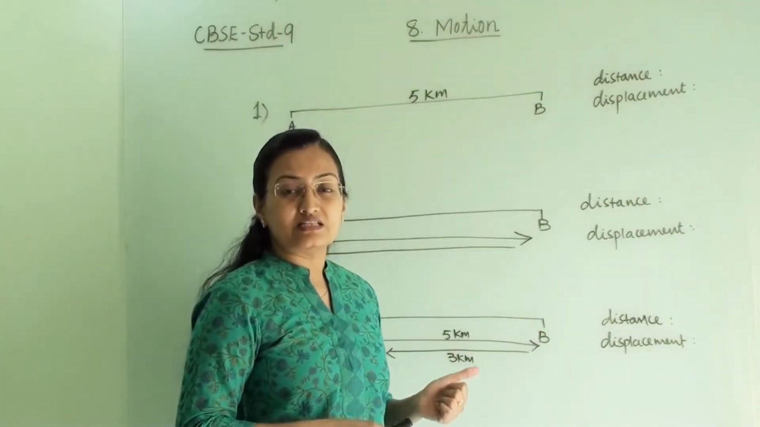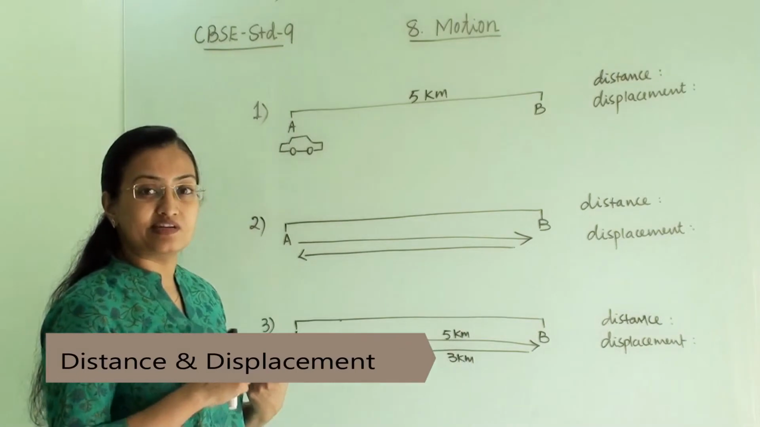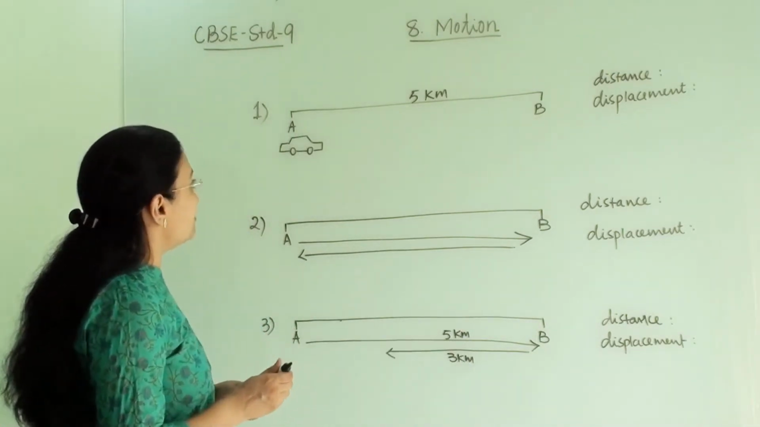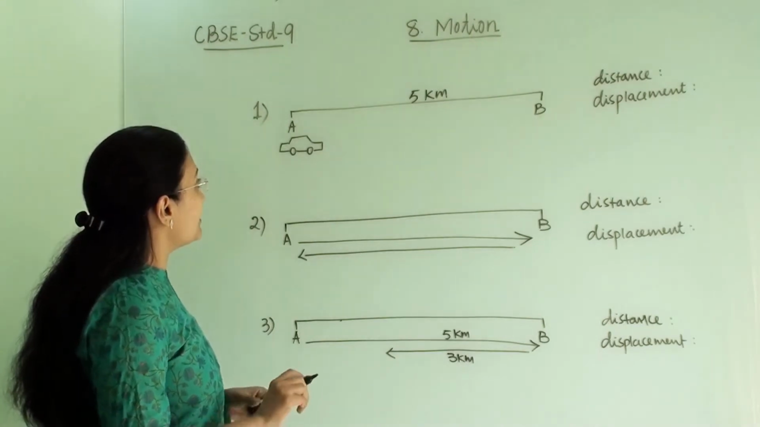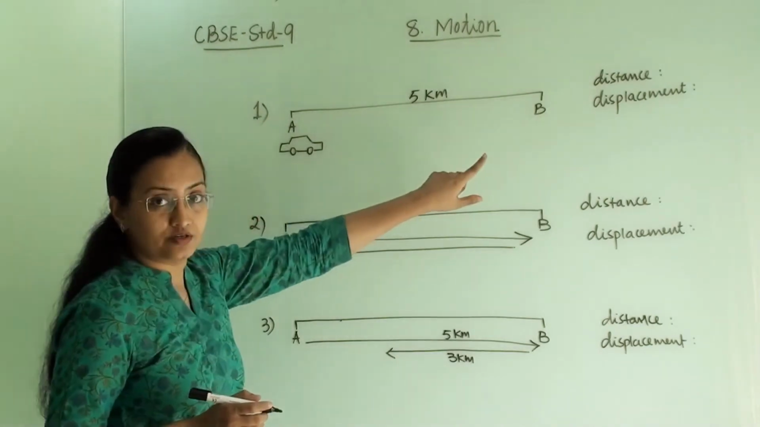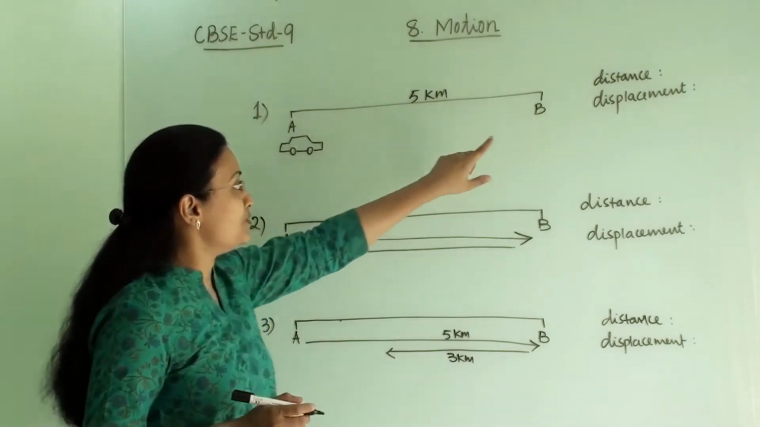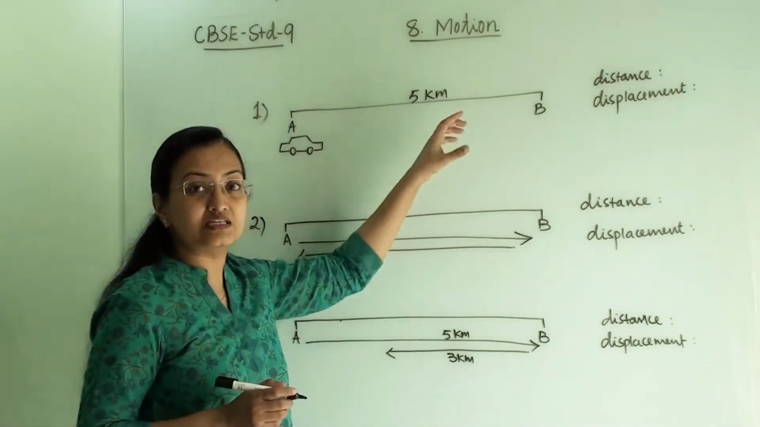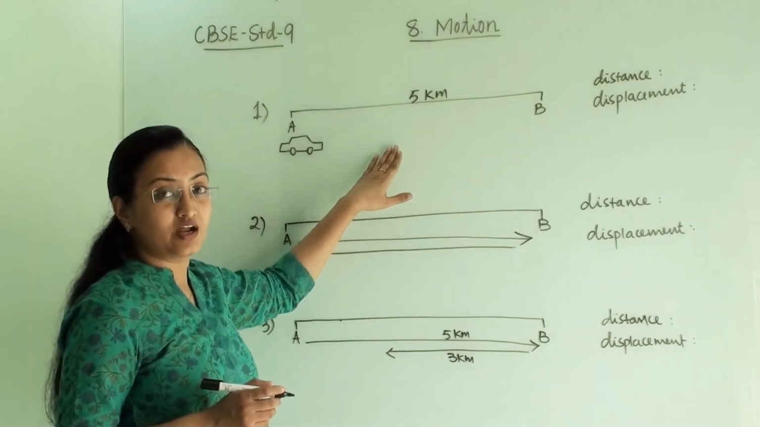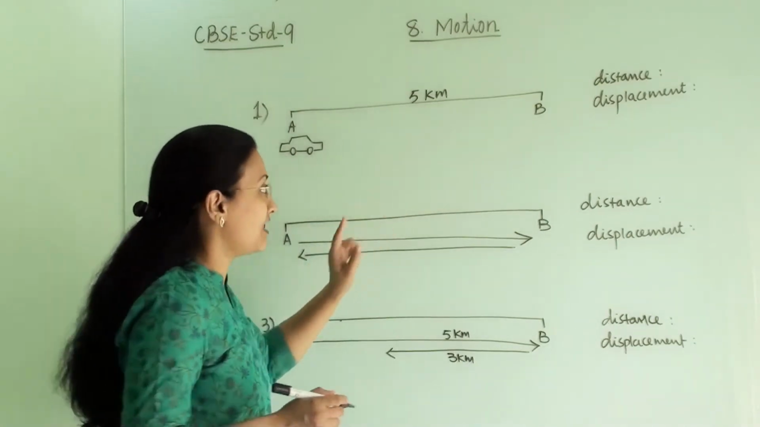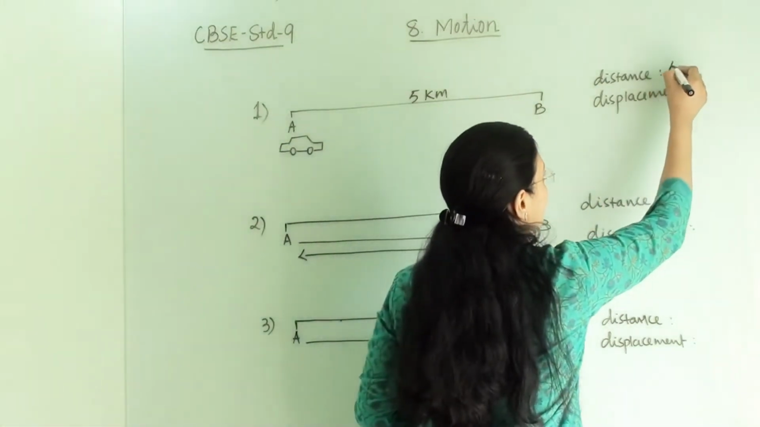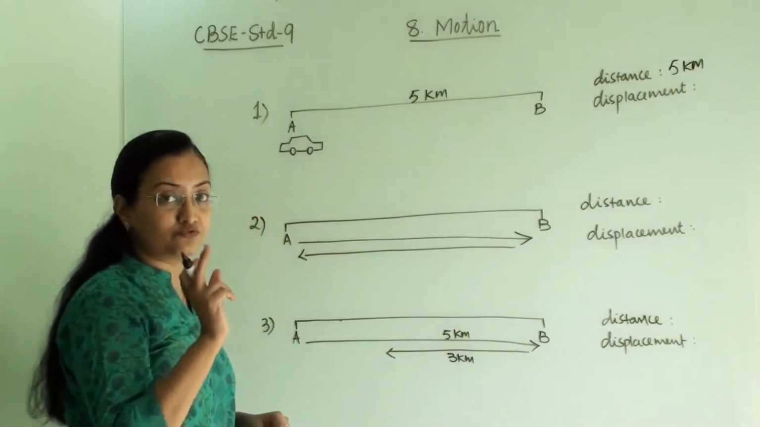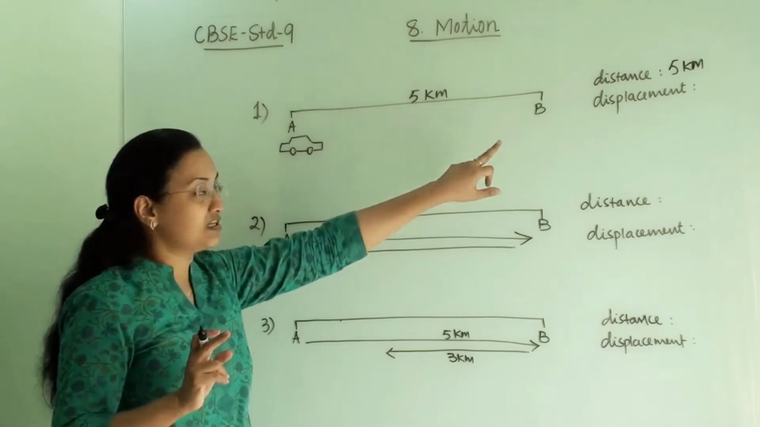Now let us understand these three cases for the difference between displacement and distance. Here the first case is one in which a car has travelled 5 km from point A to B. The distance between point A and point B is 5 km. So how much distance has the car travelled? It is 5 km. So the magnitude of distance is 5.